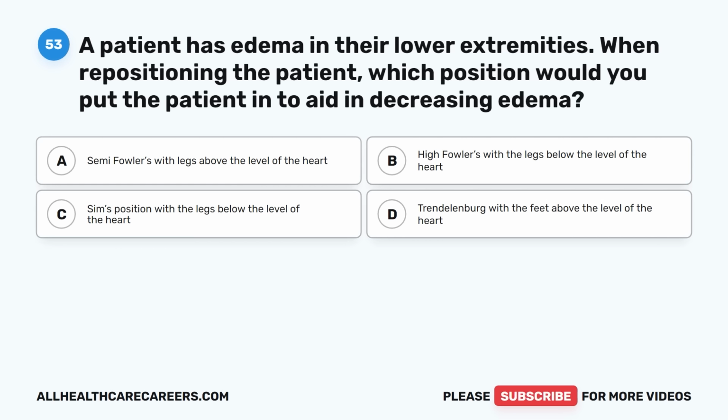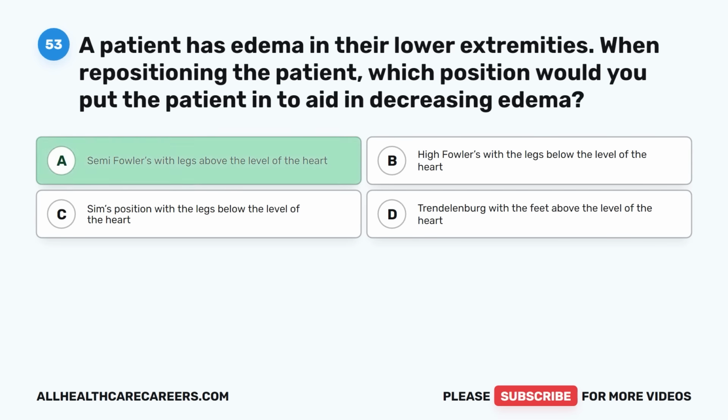Question 53. A patient has edema in their lower extremities. When repositioning the patient, which position would you put the patient in to aid in decreasing edema? A. Semi-Fowler's with legs above the level of the heart. B. High Fowler's with the legs below the level of the heart. C. Sims position with the legs below the level of the heart. D. Trendelenburg with the feet above the level of the heart.